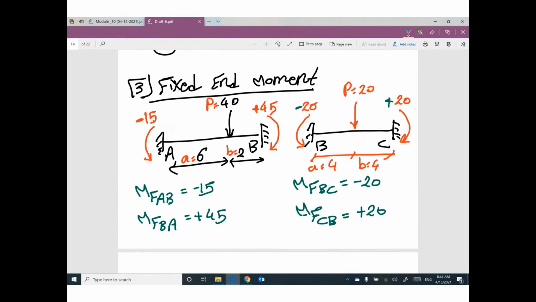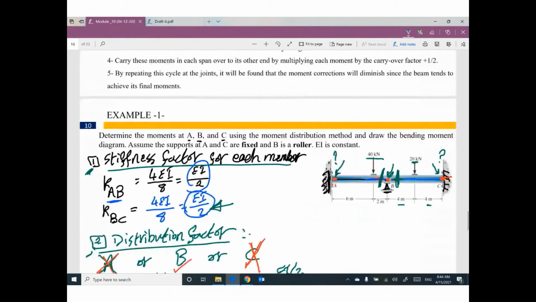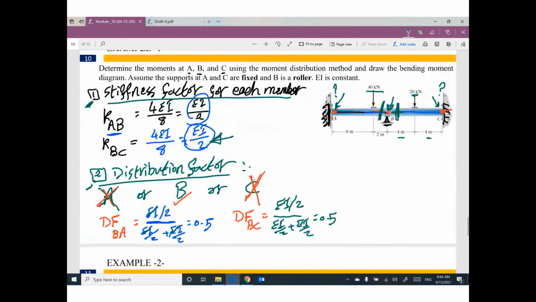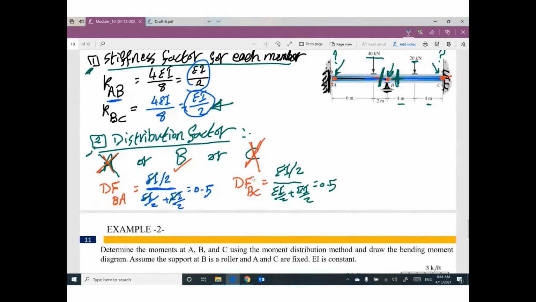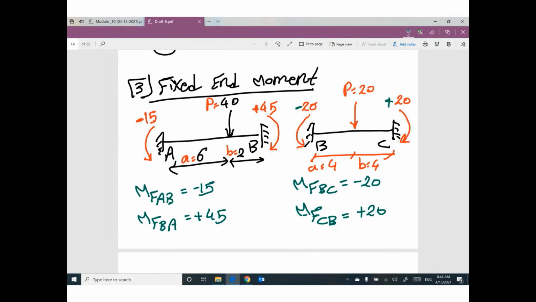We almost done, by the way. So guys, first step, I need to figure out what is the stiffness factor for each member, any member in your beam. Then I will do distribution. I'm asking you which point I'm gonna do distribution, A or B or C. You told me B. That makes sense. The third step, fixed end moment. I'm gonna assume each member as fixed. Based on the case of the load, I can figure out the fixed end moment value.